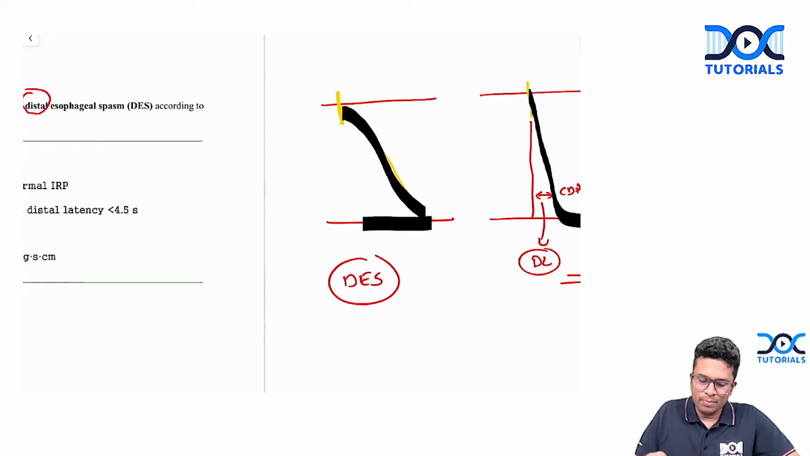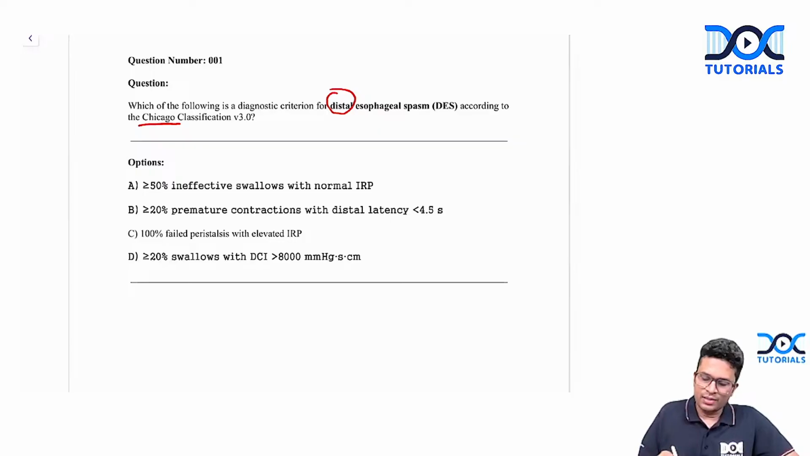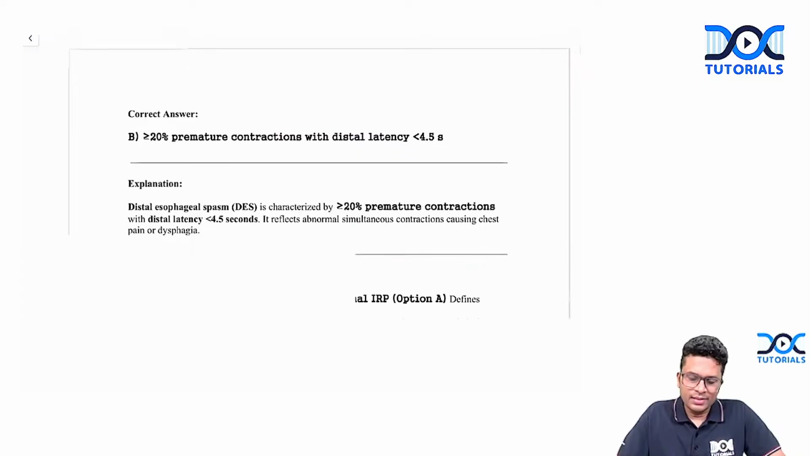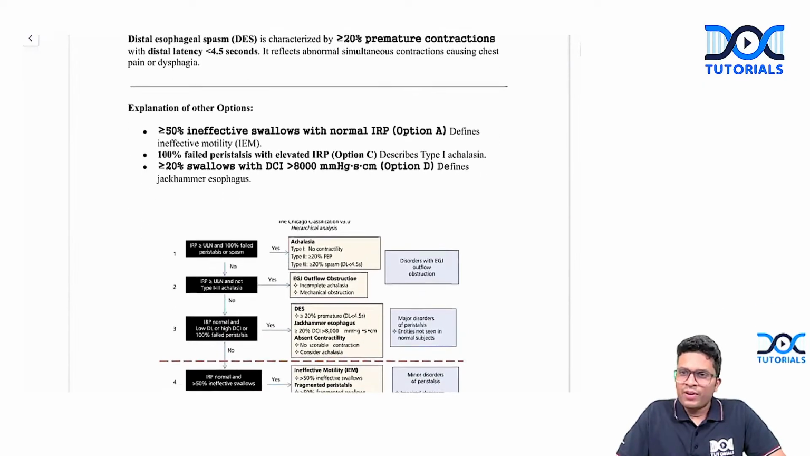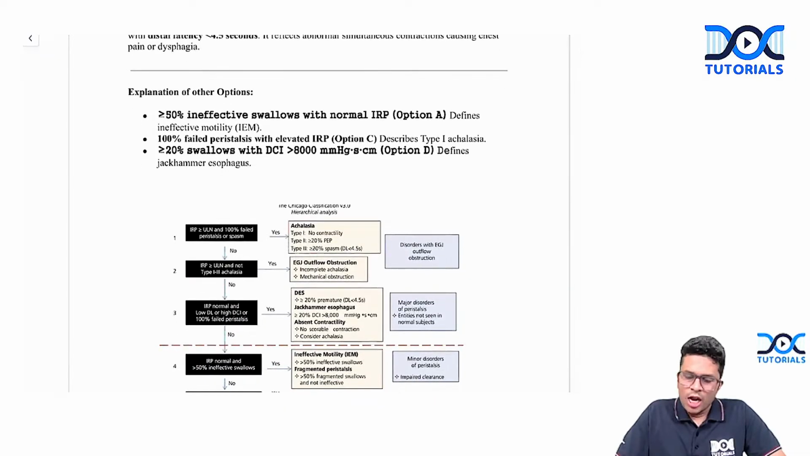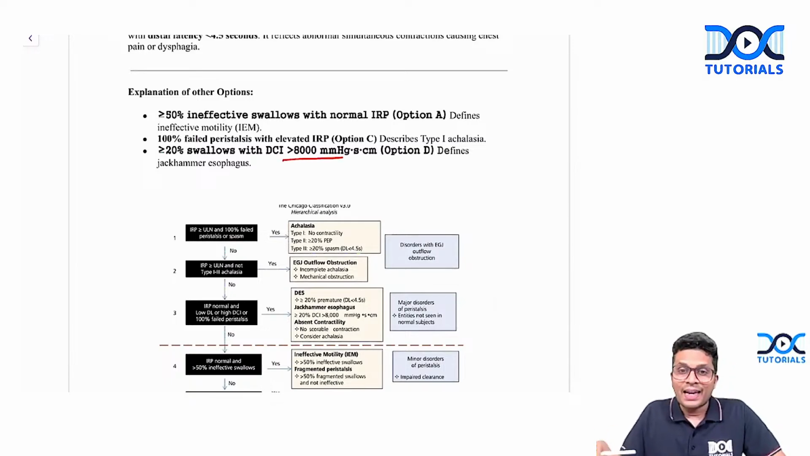So from a criteria perspective, there is no change. And the only option that matches the answer is option B. Now, let's look at the answer. Yes, the answer is B. And there are various other options where option A basically defines ineffective motility, where more than 50% are ineffective. And raised IRP with 100% failed peristalsis is basically type 1 achalasia. DCI more than 8,000 defines jackhammer esophagus.